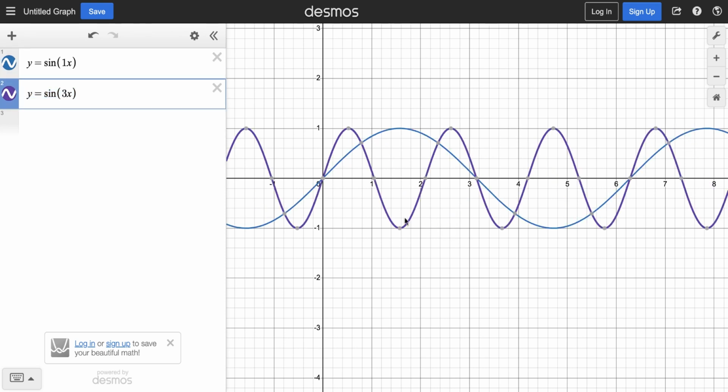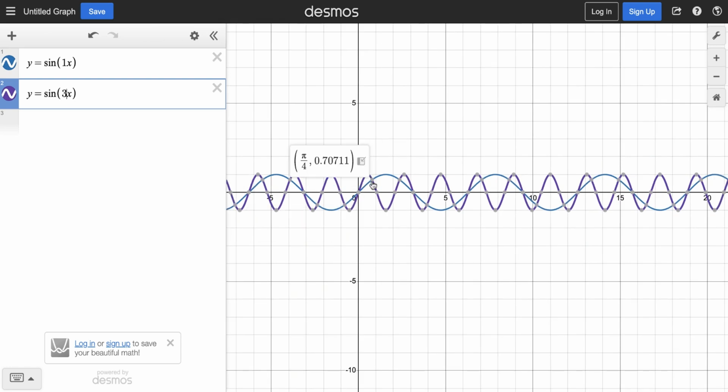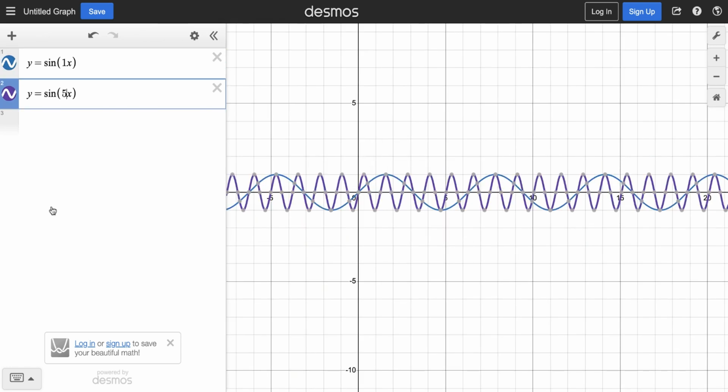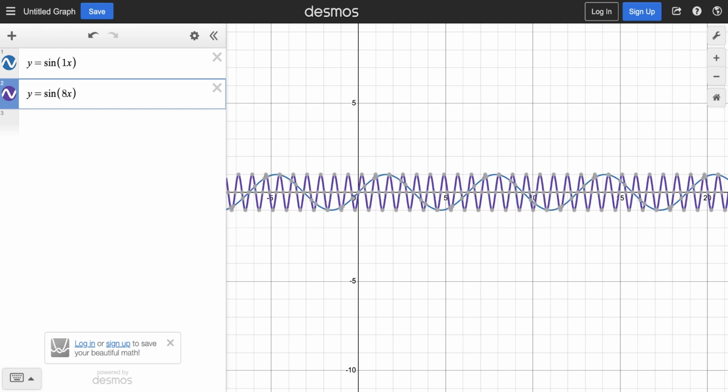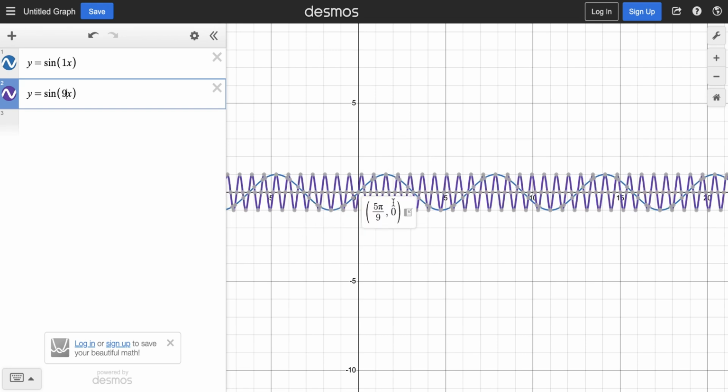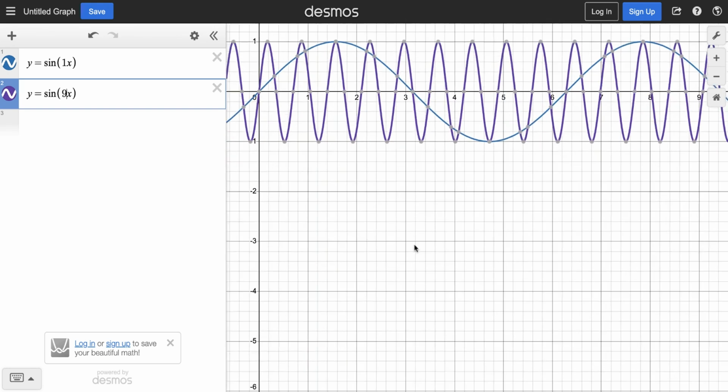If we have sine of 3x, then look at this. It goes up and down 3 times faster than sine of x. If we have sine of 4x, sine of 5x, notice how as I plug in bigger and bigger numbers, it's just going to oscillate up and down more and more.